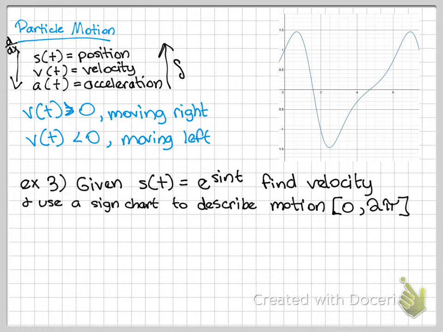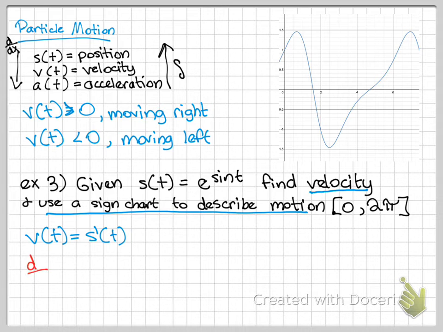All right, so since we want to find in this problem the velocity and use a sign chart to describe the motion, we need the derivative, because remember, velocity is the derivative of position. So if I wanted to find the derivative of S of t, I should put dt here. So remember, it's e to the x again, whatever your x is, and then times the derivative of the exponent. The derivative of the exponent here is the cosine of t, positive cosine t.